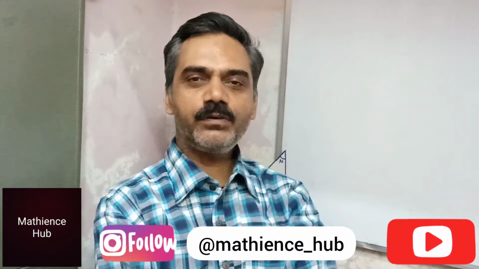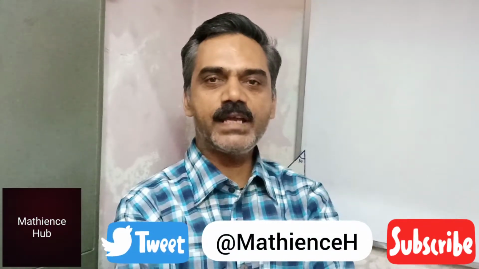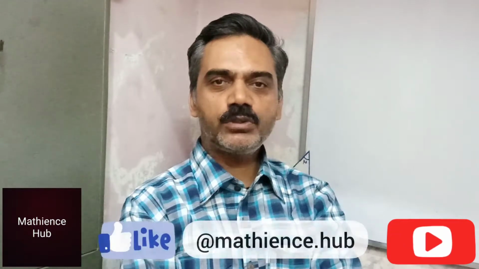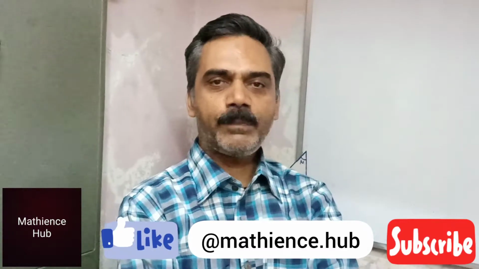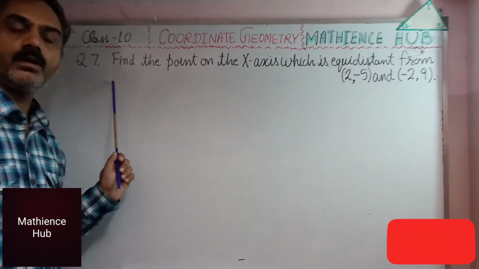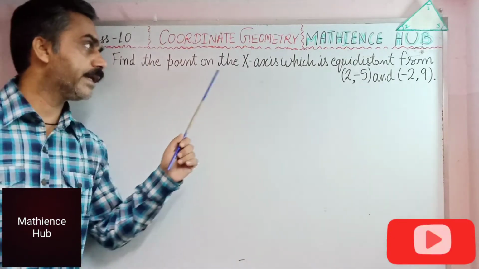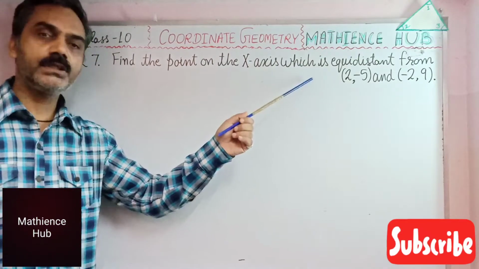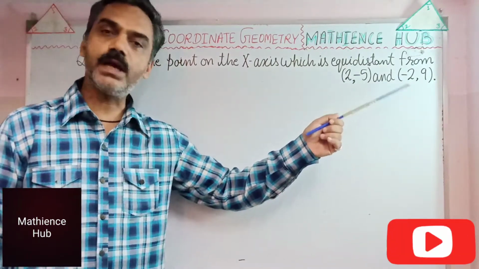In the previous video, we understood the distance formula in coordinate geometry to find the distance between 2 points. Today also we will understand the distance formula with some more applications. This is question number 7 of the NCERT book, class 10. Find the point on the x-axis which is equidistant from (2, -5) and (-2, 9).